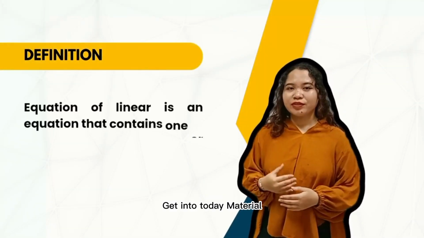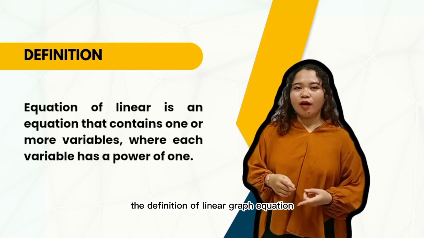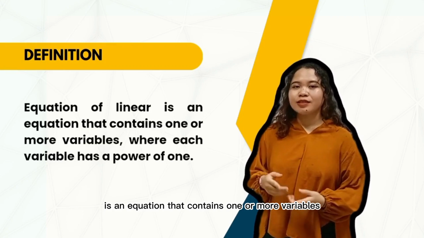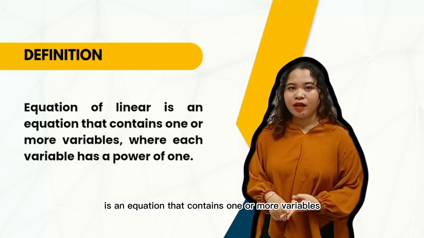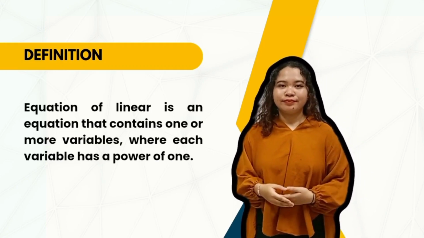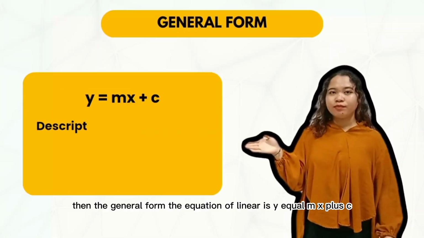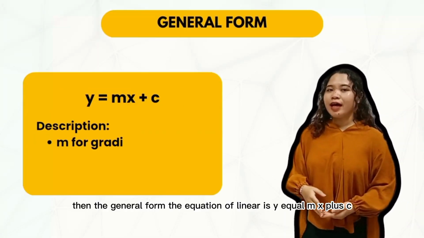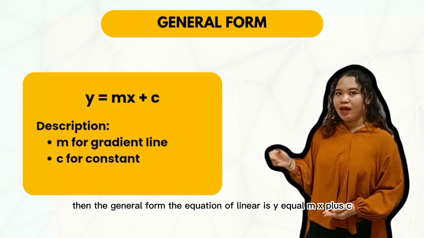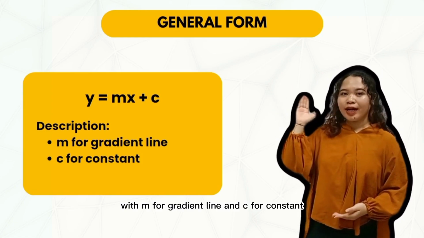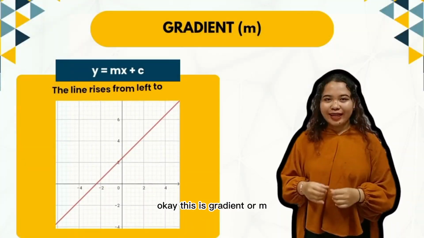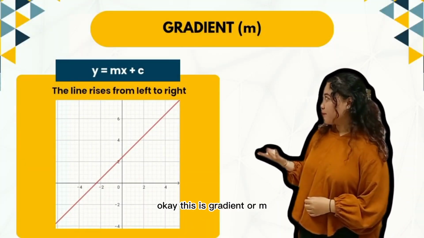Let's get into today's material. The definition of a linear graph equation is an equation that contains one or more variables, where each variable has a power of one. Then, the general form of the linear equation is y equals mx plus c, with m for the gradient of the line and c for the constant.